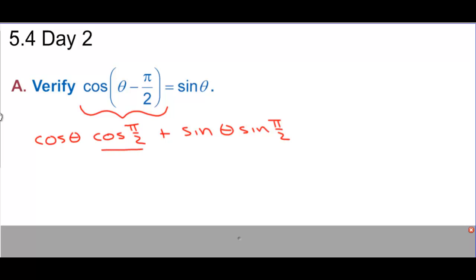Well, we know what the cosine of pi over 2 is. We have the cosine of theta times the cosine of pi over 2 is 0, plus sine of theta times, we also know what the sine of pi over 2 is. Sine of pi over 2 is 1. Well, 0 times cosine is 0, and 1 times sine is sine, and then 0 plus sine is sine.